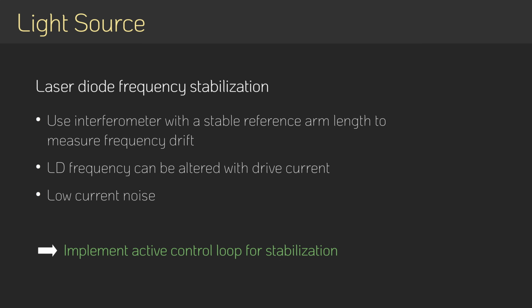Since the wavelength emitted by a laser diode can be slightly tuned by adjusting the drive current, we can create a feedback loop to actively counteract any wavelength drift measured in the fixed reference arm. The electronics and control loop will be covered in an upcoming video. For now, it is only important to know that the output can be stabilized by adding an additional interferometer arm.